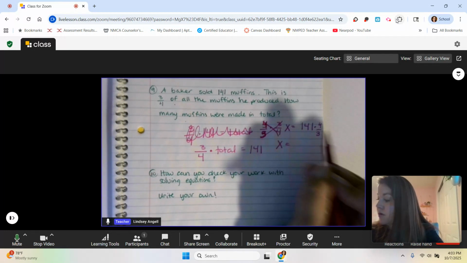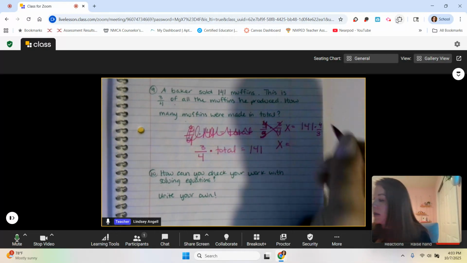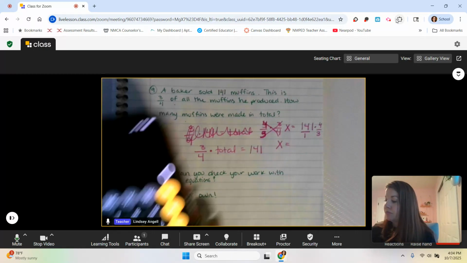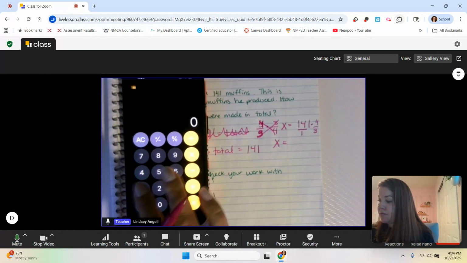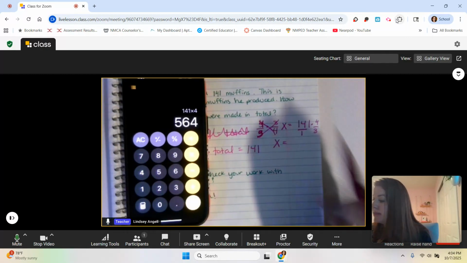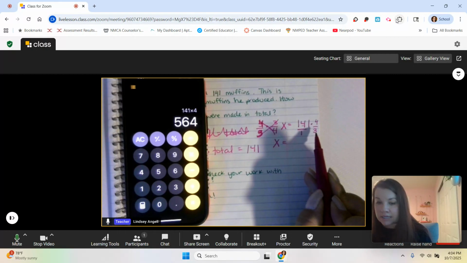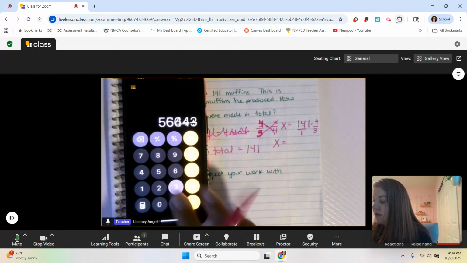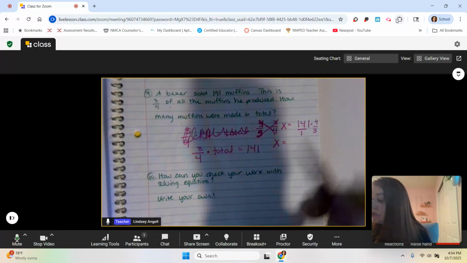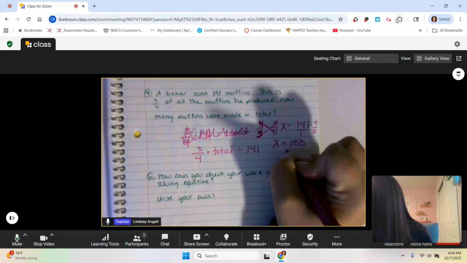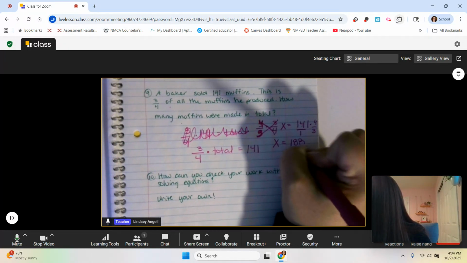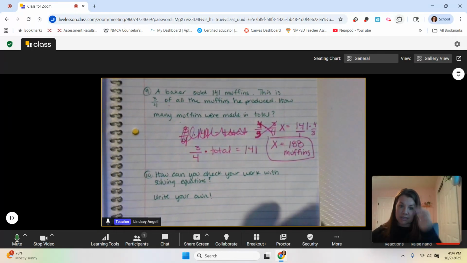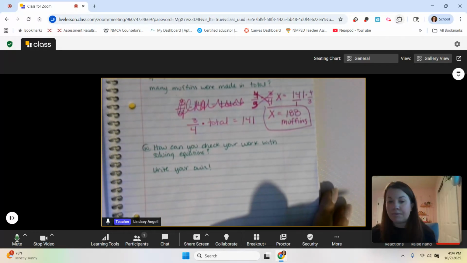And then we have 141 times 4, and we could put that over 1 to help us solve. So in this case, we have 141 times 4, right? In the long run, it's going to be divided by 3, because 1 times 3 is 3. So 564 divided by 3 gives us 188. So what were they? Muffins. There's 188 muffins total. Okay, sorry about that initial mix-up.